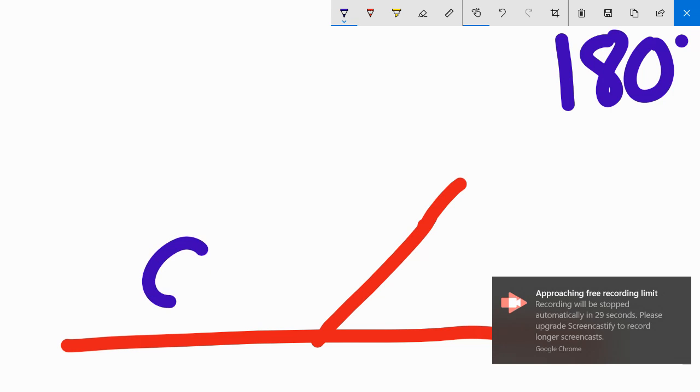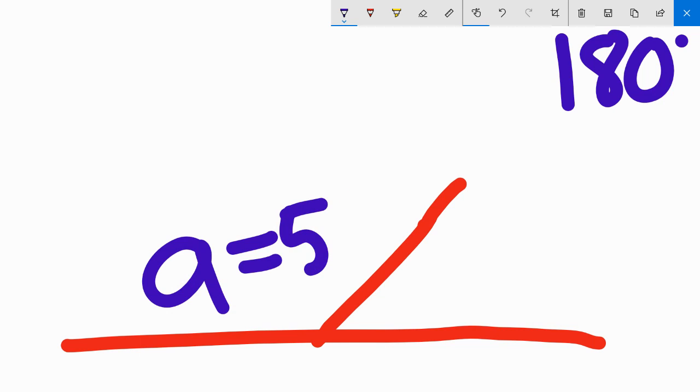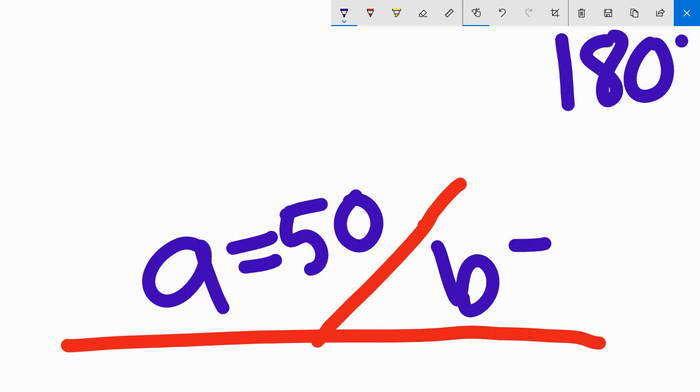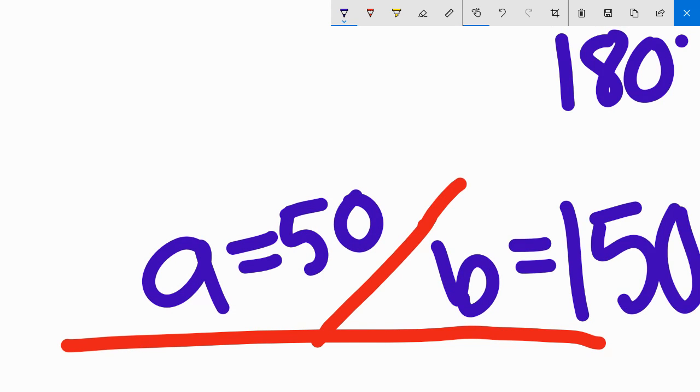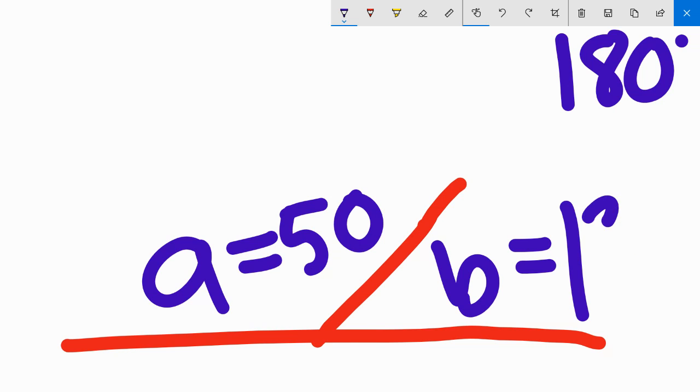So if angle A is 50 degrees, angle B would have to be, oh, that's my bad, not 150, 130 degrees because 50 plus 130 equals 180 and they are supplementary.